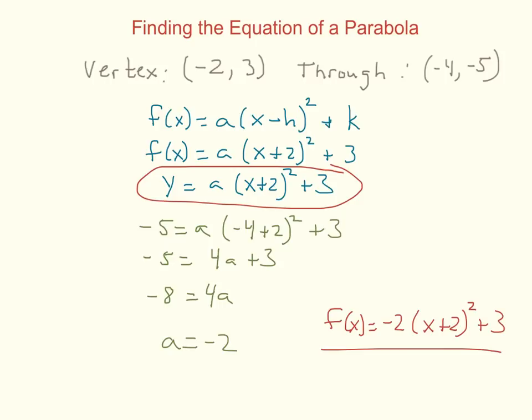That would be the equation of the parabola that has a vertex at negative 2, 3 and goes to the point negative 4, 5.